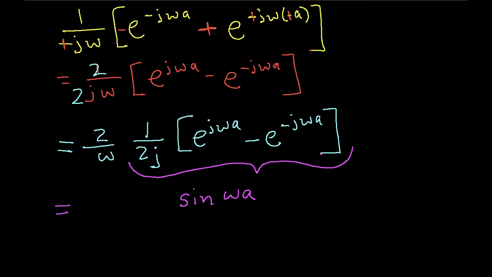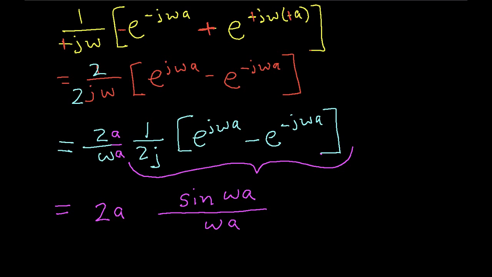And so the last thing I will do here is multiply top and bottom by a. And again, this is something we do because we know what we want to end up with. And I will write this as 2a, and then I'll take my omega a here. So I have 2a times sine omega a over omega a.